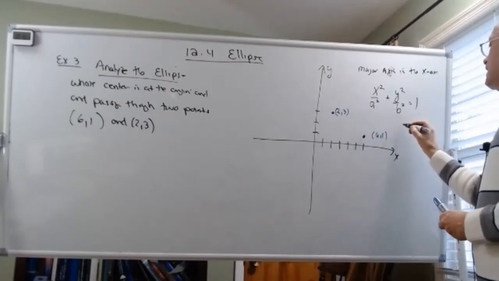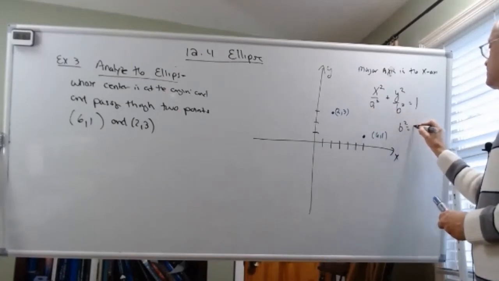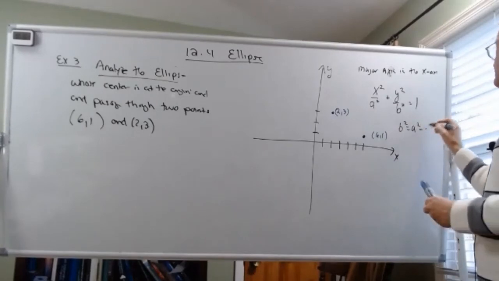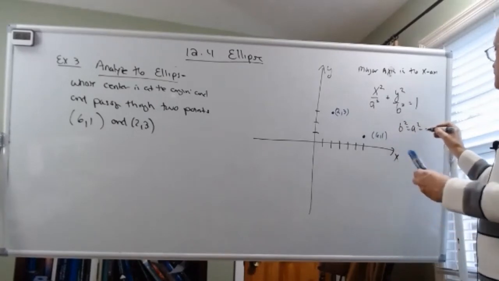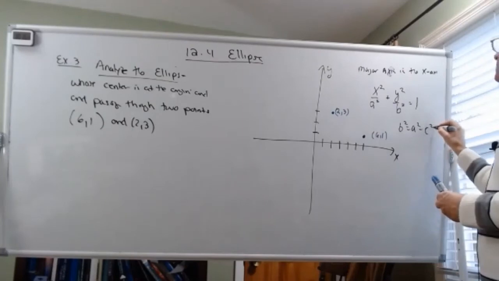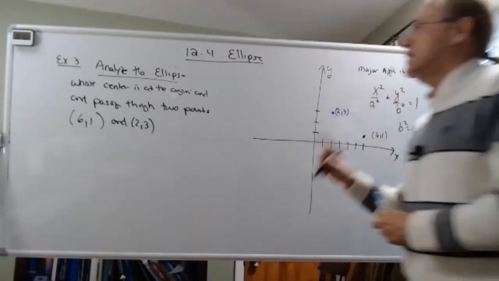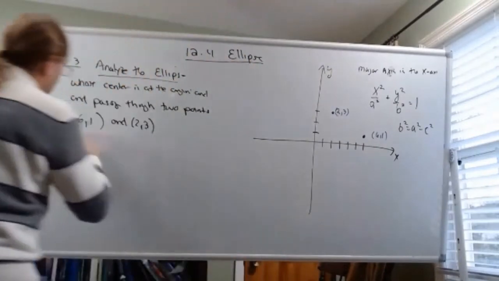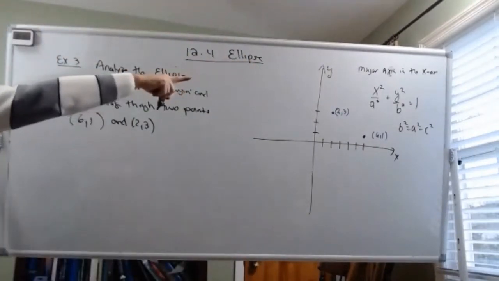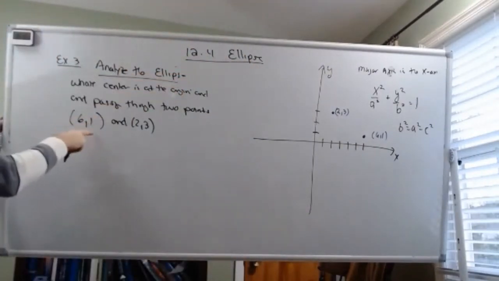And then with my a and b, I can always find my c by using the relationship b squared is a squared minus c squared. So how do we do this? Well, let's plug it in and see what we get. I'm going to take that same formula and replace x with 6, y with 1.